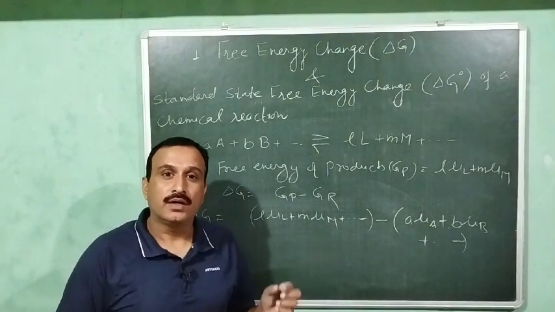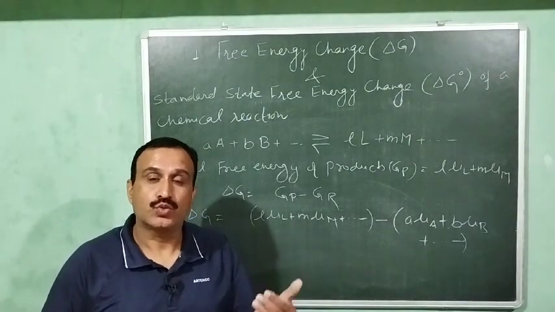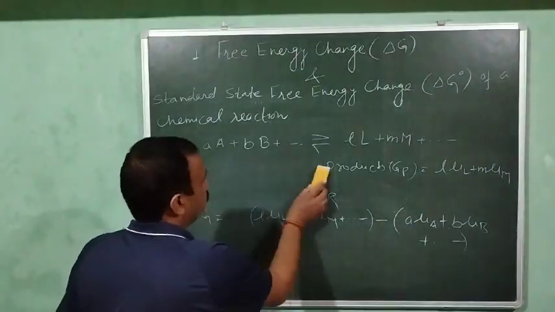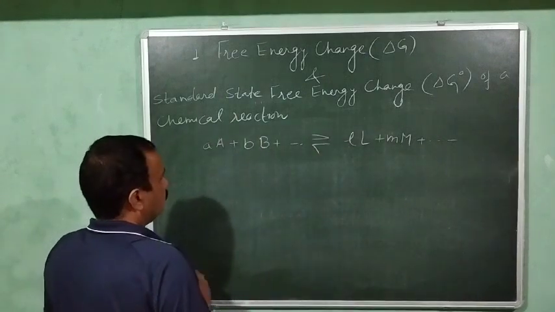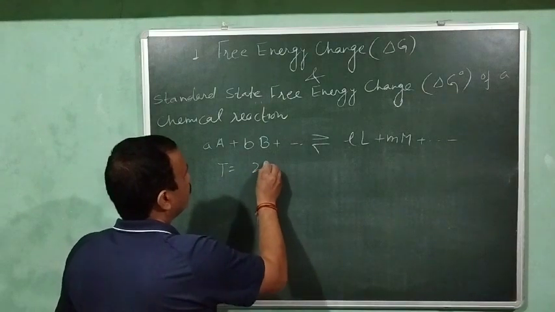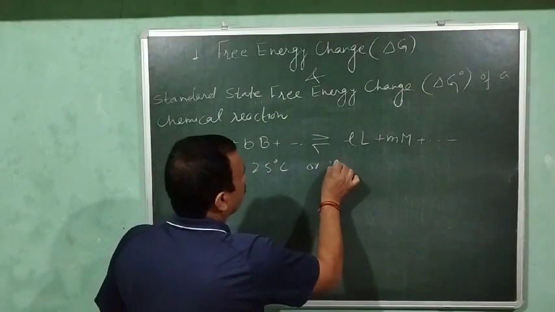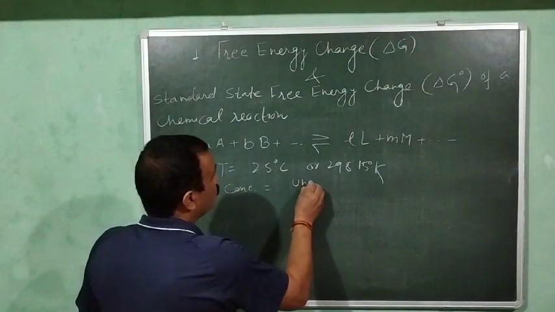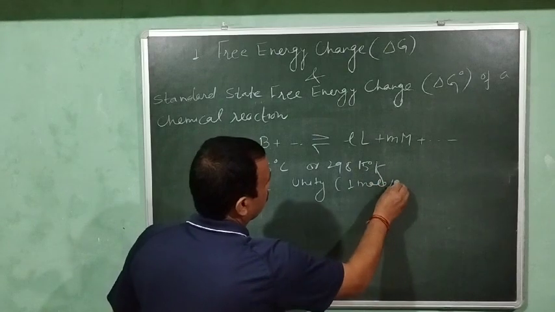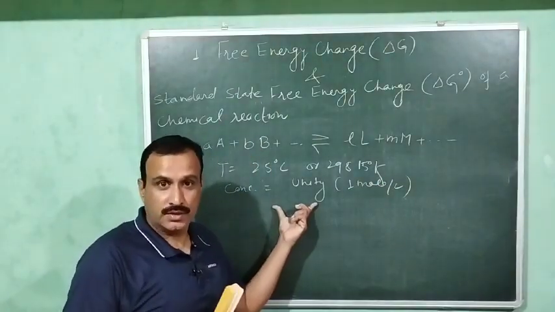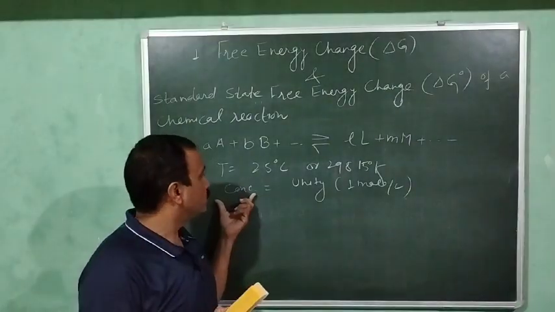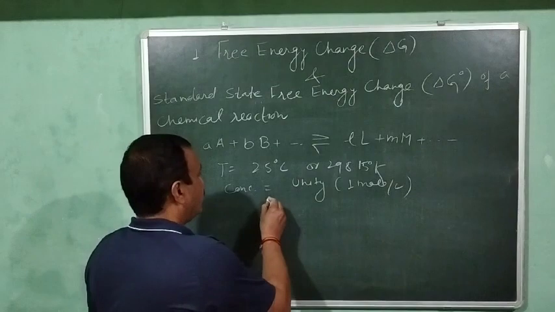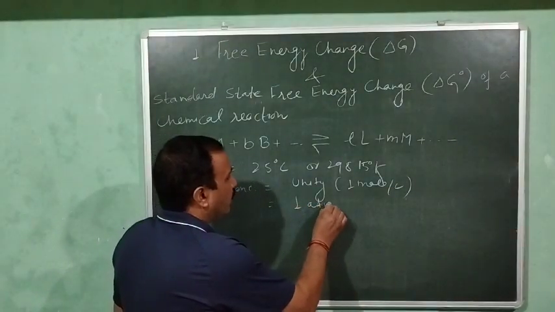And a substance is said to be in standard state when its temperature is 25 degree Celsius and its concentration is unity. किसी भी सब्सटेंस को हम स्टैंडर्ड स्टेट में तब कहेंगे जब उसका टेम्परेचर 25 डिग्री सेल्सियस यानी 298.15 केल्विन होगा, and the concentration of that substance will be equal to unity, that is 1 mole per liter. But if that substance is present in solution, तब उसकी कॉन्सेंट्रेशन स्टैंडर्ड कंडीशन में 1 मोल पर लीटर रहेगी। But if that substance is in gaseous state then its standard state will be equal to pressure, and that pressure will be equal to 1 atmosphere.